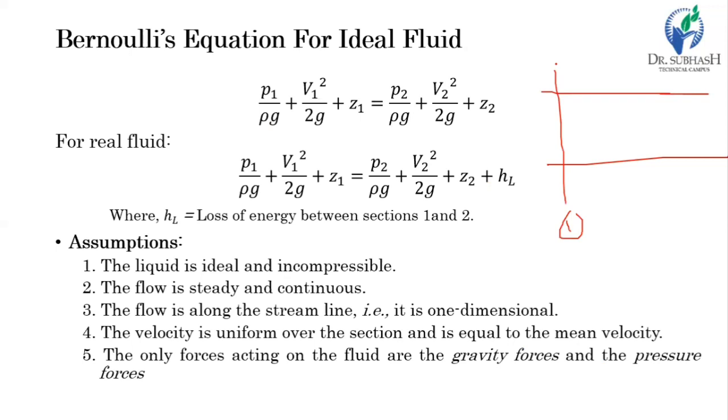Then you calculate the total energy of the fluid at section number 1 and the total energy of the fluid at section number 2. If we call them E1 and E2, then both are equal according to Bernoulli's equation. How? You calculate E1 with three heads: the kinetic head, the pressure head, and the datum head. Pressure head is p by rho g, kinetic head is v squared by 2g, and datum head is z.